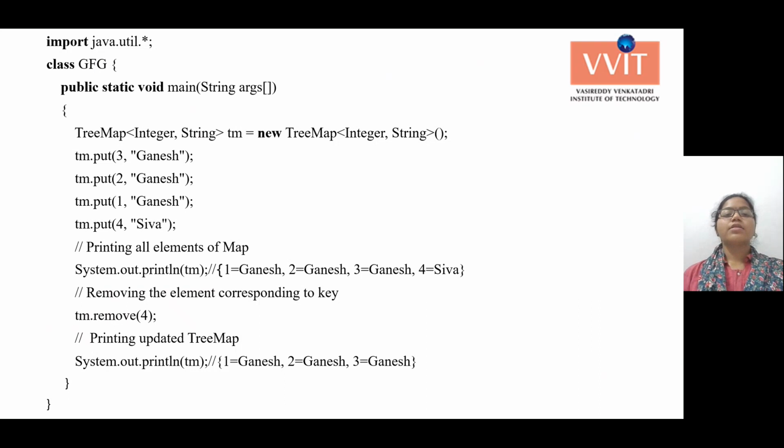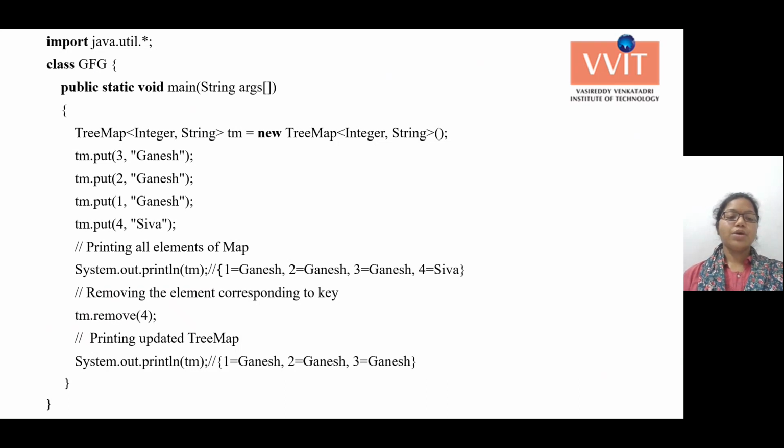So can the values be duplicated? See here, I have repeated Ganesh three times. So it is duplicated, but I didn't duplicate the keys. So keys should not be duplicated in the TreeMap. Only the values can be duplicated.